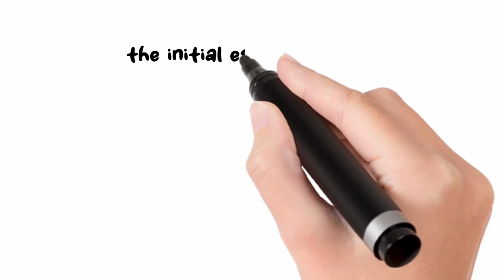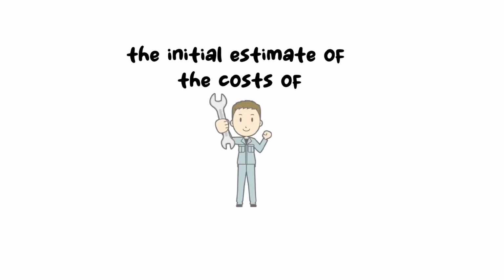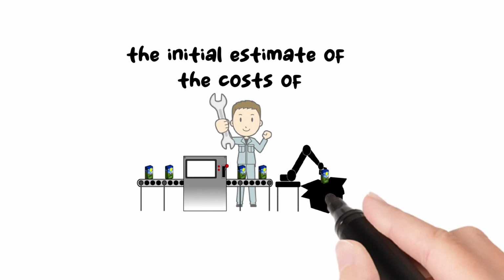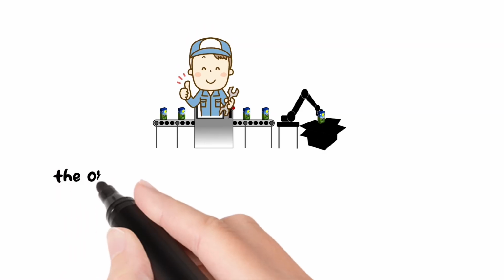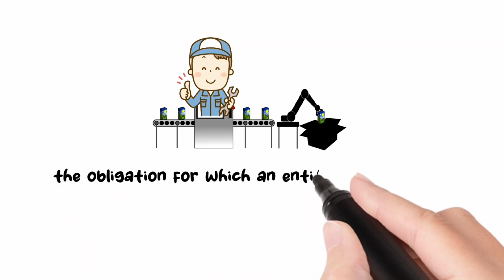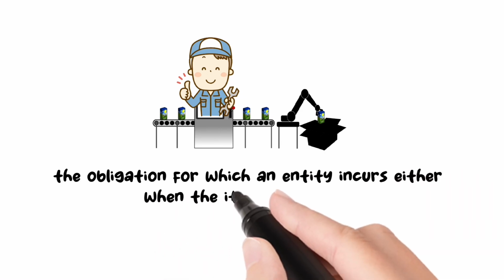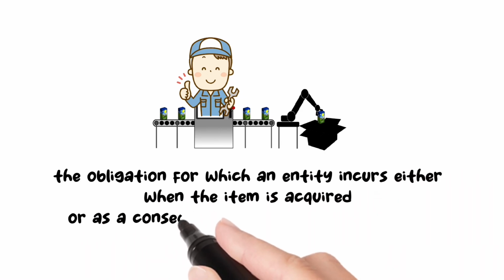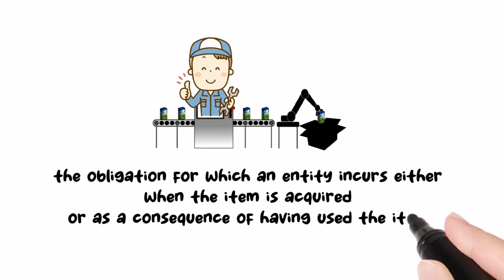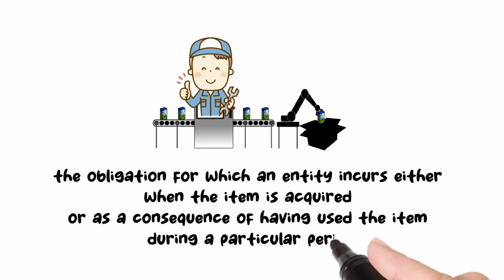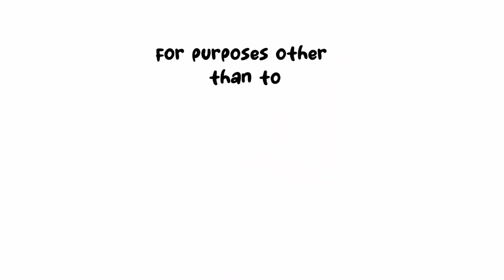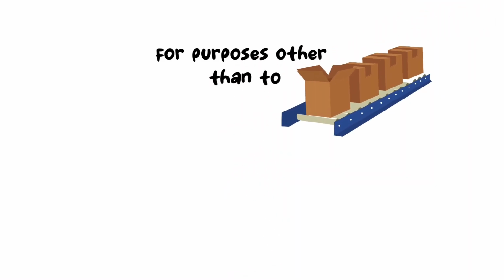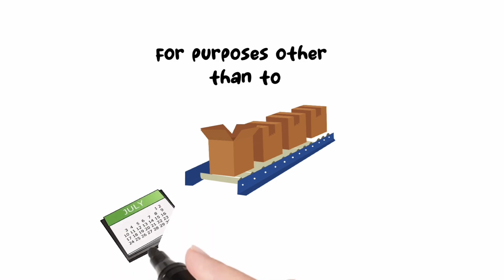The initial estimate of the costs of dismantling and removing the item and restoring the site on which it is located, the obligation for which an entity incurs, either when the item is acquired or as a consequence of having used the item during a particular period, for purposes other than to produce inventories during that period.